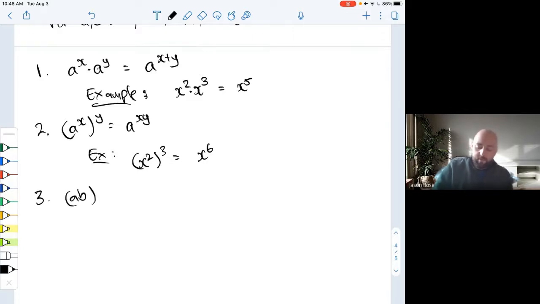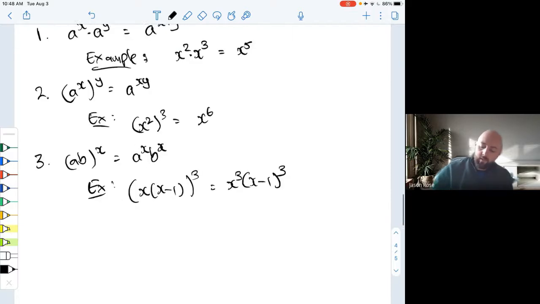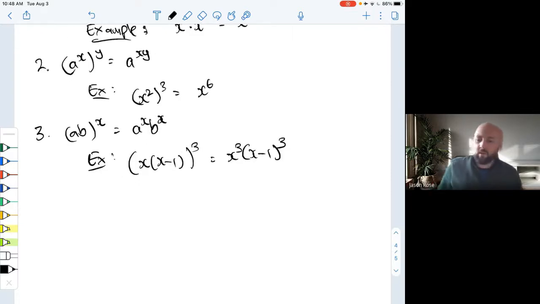This is also a property. Let's say we have ab to the power of x. That is a to the x, b to the x. I think that's something you probably did a lot already as well. Let's say you have x times x minus 1 and it is all cubed. If need be, you can rewrite it this way. I think there's definitely been a case or two where we did that, so that should feel familiar too.